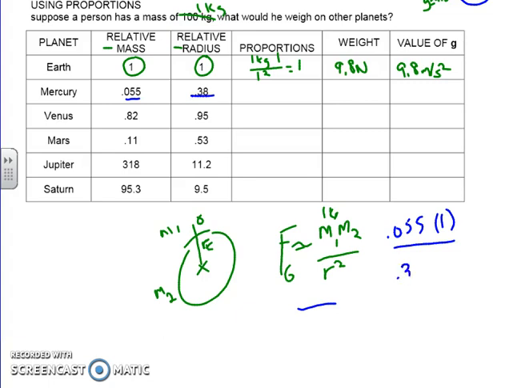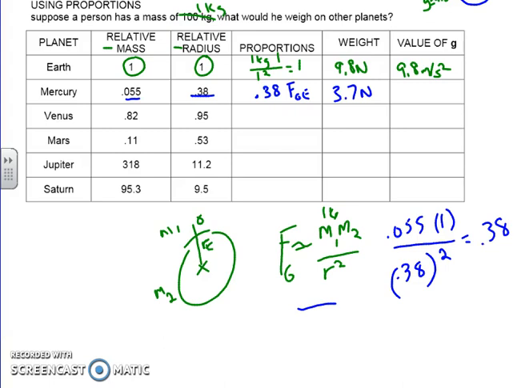So I can put in 0.38, but I have to square it. That's really important. And so if I look at the proportionality that comes out of that, it turns out to be 0.38. Coincidence, that's the same as radius. So what we're saying is that on Mercury, you will weigh 0.38 that of the force of gravity on the Earth. So if you weigh 9.8 newtons on Earth, on Mercury, you will weigh 3.7 newtons.